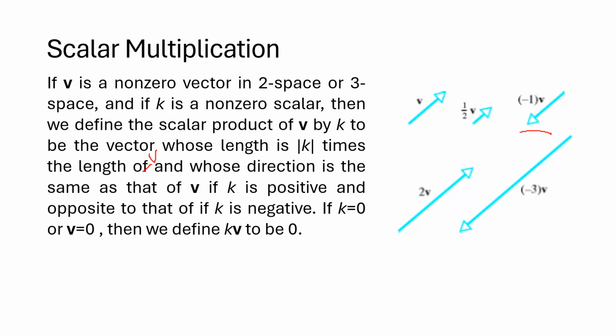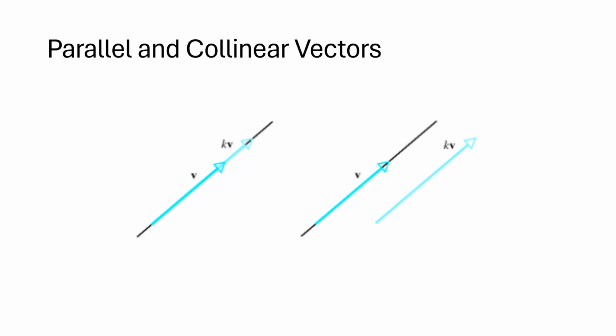So let's have parallel and collinear vectors. Suppose that v and w are vectors in 2-space or 3-space with a common initial point. If one of the vectors is a scalar multiple of the other, then the vectors lie on the common line, so it is reasonable to say that they are collinear. However, if we translate one of the vectors, then the vectors are parallel but no longer collinear.